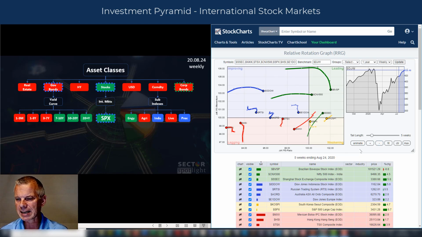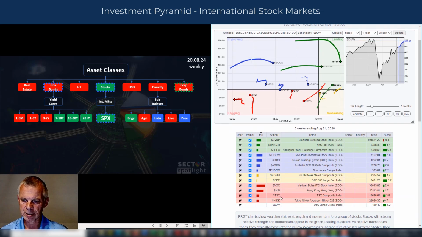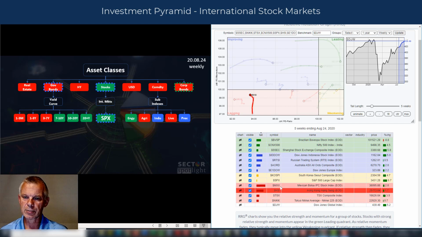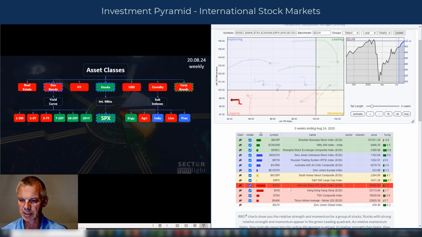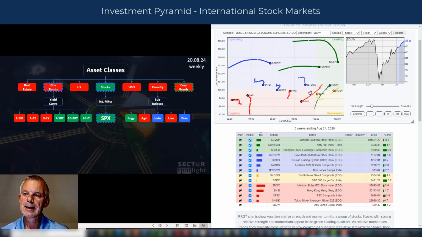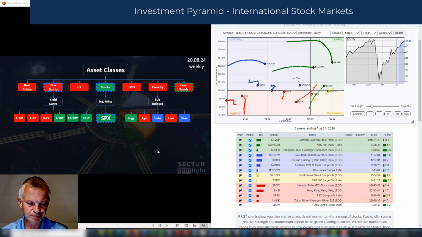Quickly, Nikkei not very good. That's one that stands out immediately. I've got Hong Kong, and then we have, what's this one here? Mexico. Mexico far left, moving deeper into the lagging quadrant. So that's it for the international markets. US picking up and back to potentially one of the leading markets in the world.